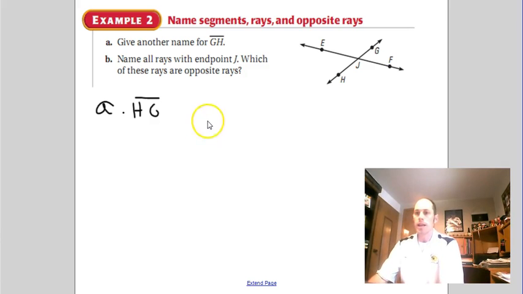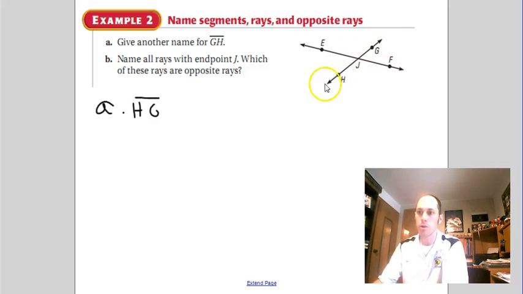Some might think, well, can't I label GH as a line? Well, then it's a different portion of the line that we're looking at. If we're looking at a segment, it's just this part from G to H. If I add it as a line, then I'm adding all the points beyond those points.